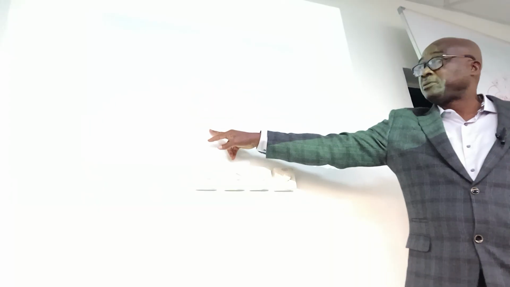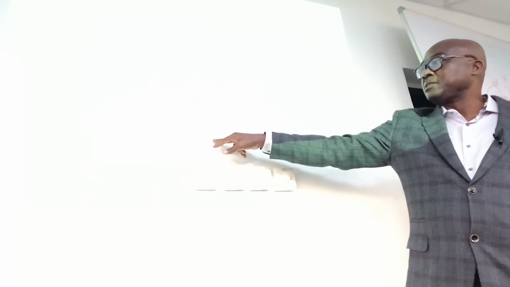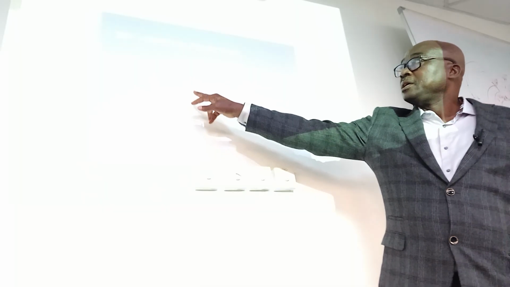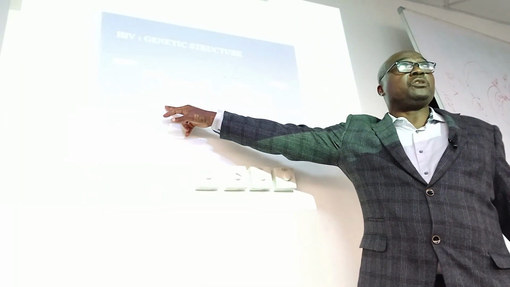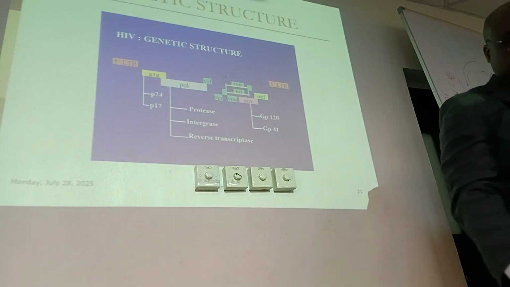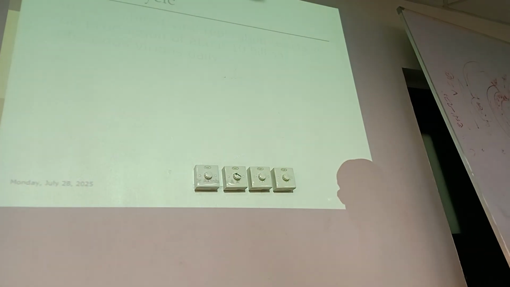The pol will produce reverse transcriptase, integrase, and protease. Then the gag will produce p24 and p17, and the envelope will produce gp120 and gp41.